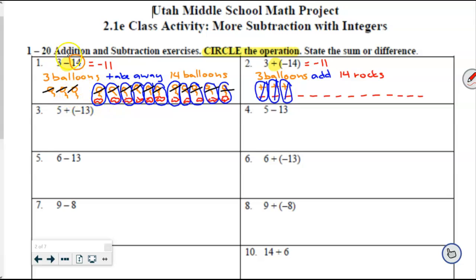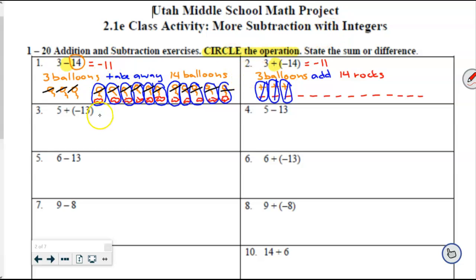Both of those problems, they looked really similar. 3 minus 14, 3 plus a negative 14. We both ended up with negative 11. Which one was easier to do? Luis? Which one? Yeah, the addition problem. This was a lot easier.